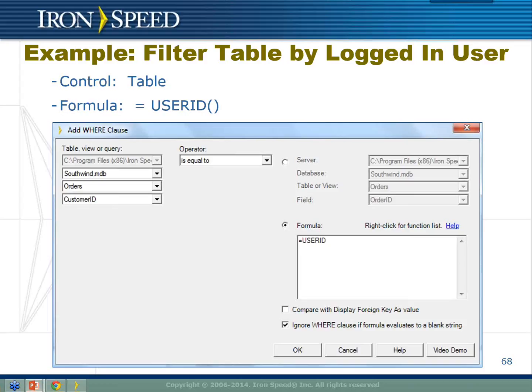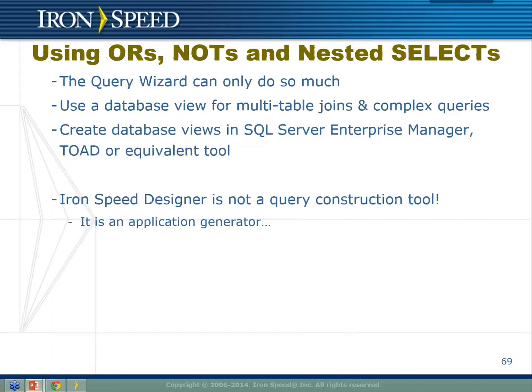And this is an example I just talked about where we're limiting orders to a particular salesperson. When that salesperson logs on, they can filter just their records. Okay, so here's the caveat to using the query wizard, is that it only works with ands. So if you were to have 2 or 3 clauses in there, it's going to and them all together.